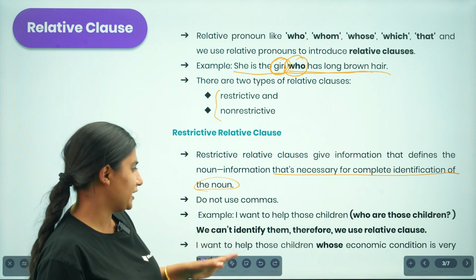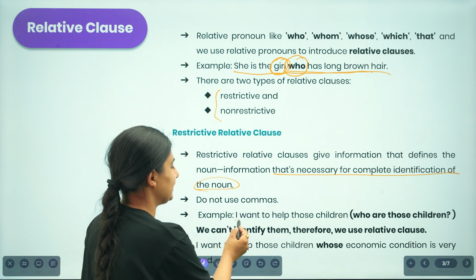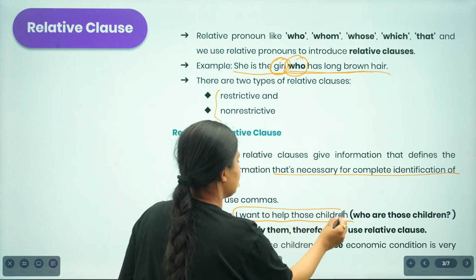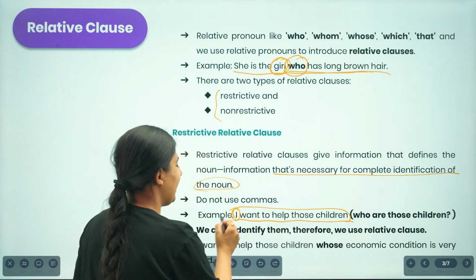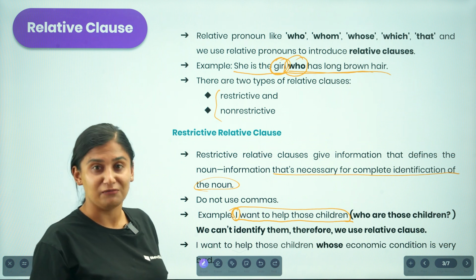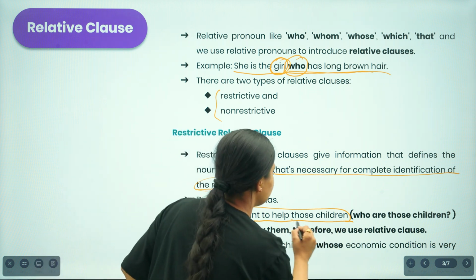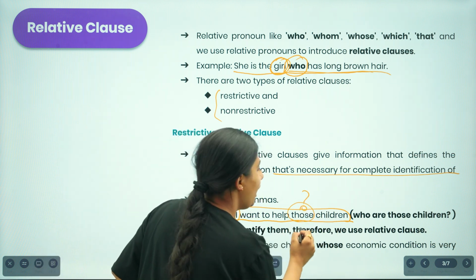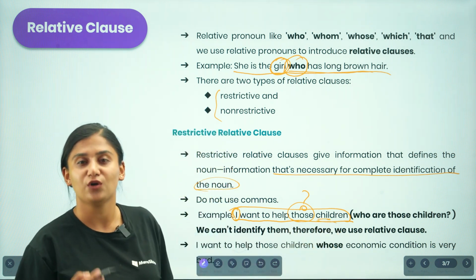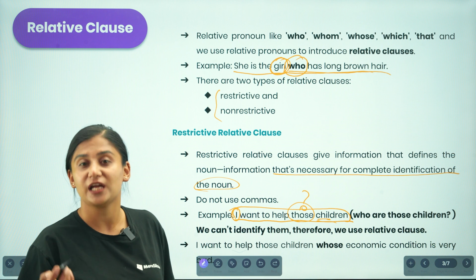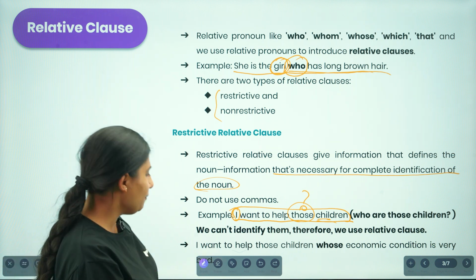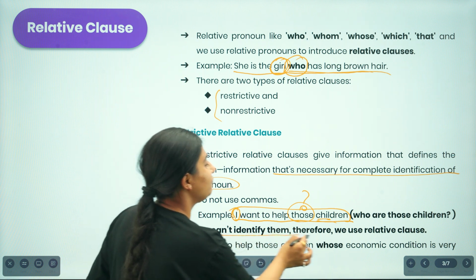Moving on to the example. Here's the sentence that reads, I want to help those children. In this sentence, the speaker I has told us that I wants to help those children. But who are those children that the speaker is talking about? Here the idea of the children, or the noun that I is talking about, is unclear. We are not able to know who those children are, so we are not able to identify them.